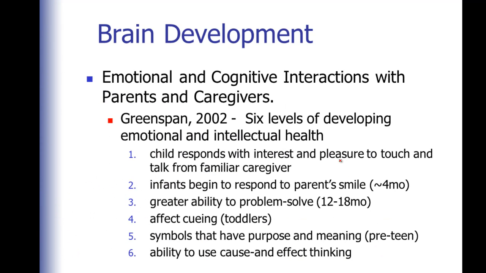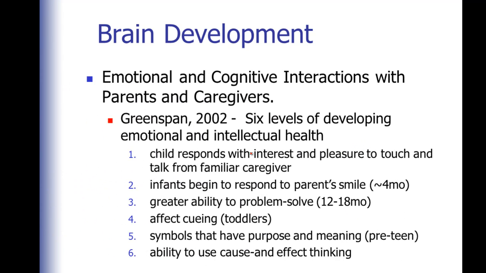Then emotional and cognitive interactions with parents and caregivers, like Greenspan said. There are six levels of development. First, the child responds with interest and pleasure to the touch and talk from a familiar caregiver. Then infants begin to respond to a parent's smile at four months. Then a greater ability to problem solve, at 12 to 18 months, using affect cues as symbols that have purpose and meaning, like in the preteen, and the ability to use and affect thinking.